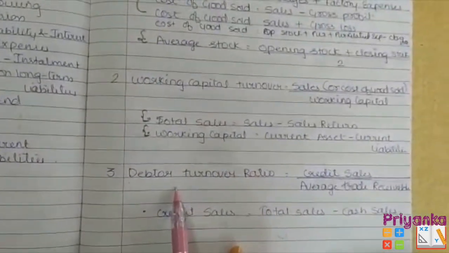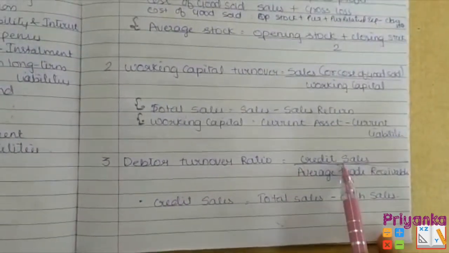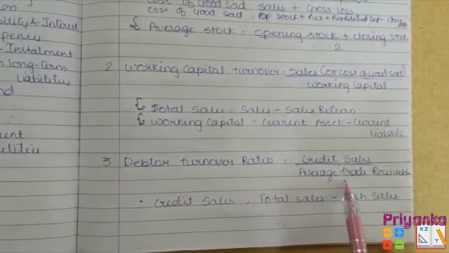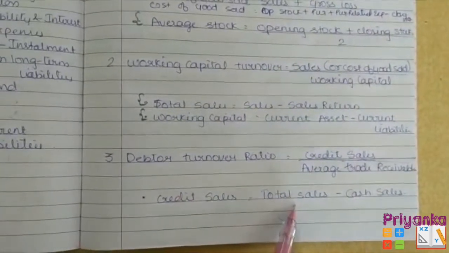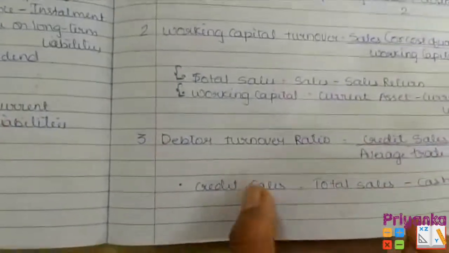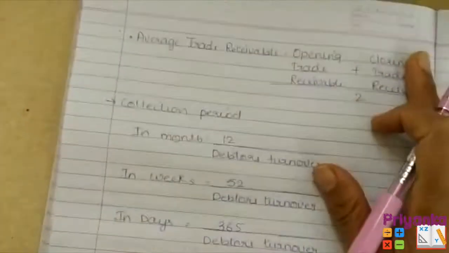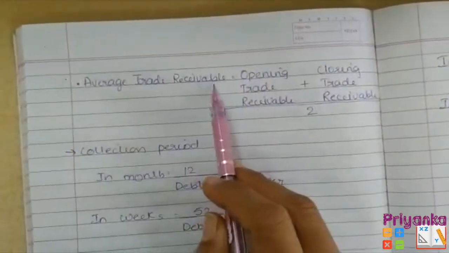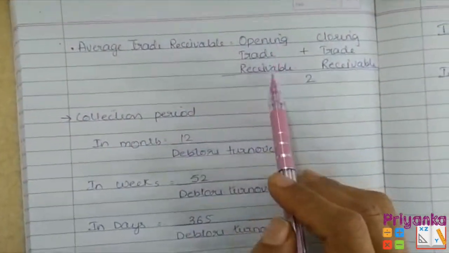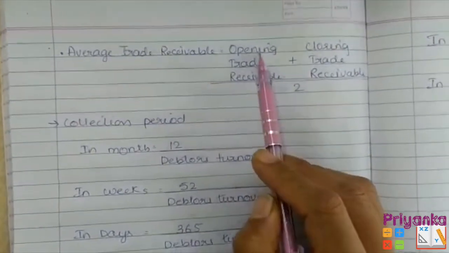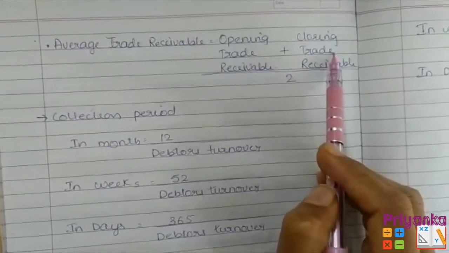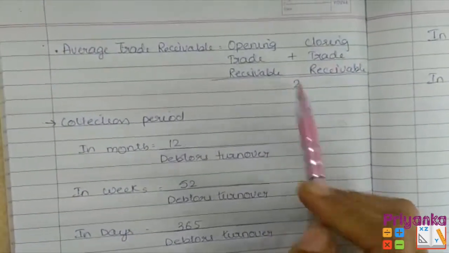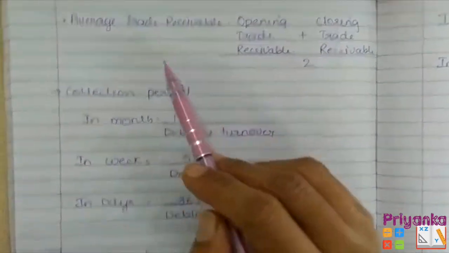Next is the debtor turnover ratio. Have to take the credit sales divided by the average trade receivable. For credit sales it is easy, just take total sales minus cash sales, you will get credit sales. And for the average trade receivable, that is opening trade receivable, that is opening of debtors and bills receivable plus closing of debtors and bills receivable divided by 2, that is average trade receivable.